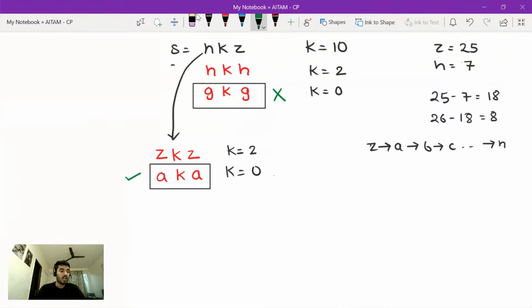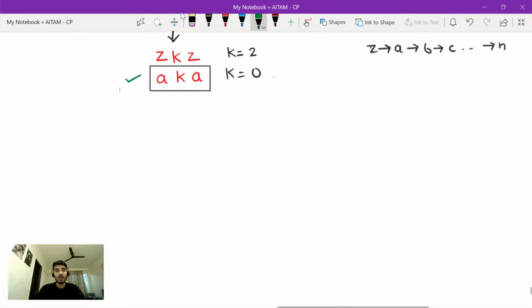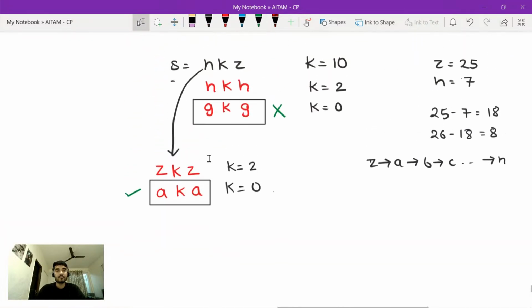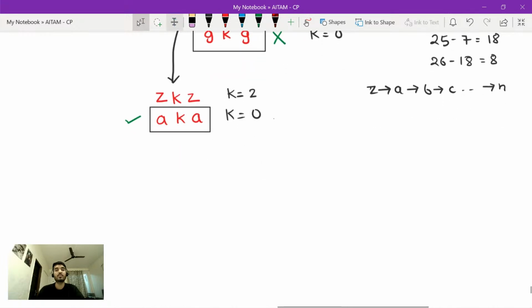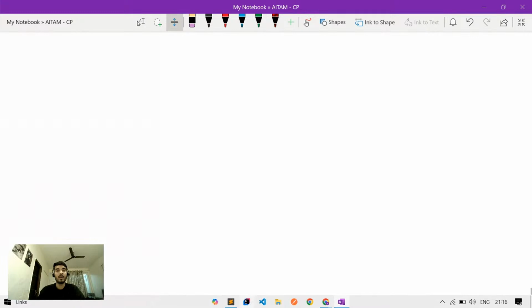So now this greedy approach won't work here. So now I need to check for every character. I cannot say that it is best to convert z into h. And here is the test case. For this test case, it is best to convert h into z to get the lexicographically smallest palindrome.